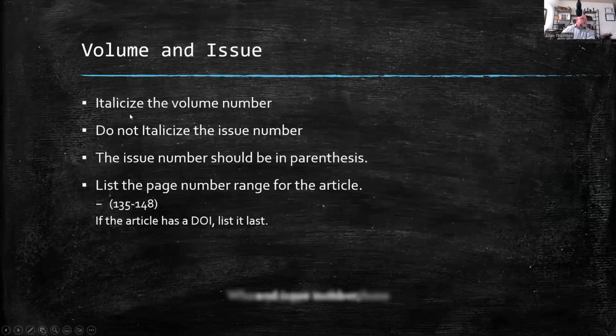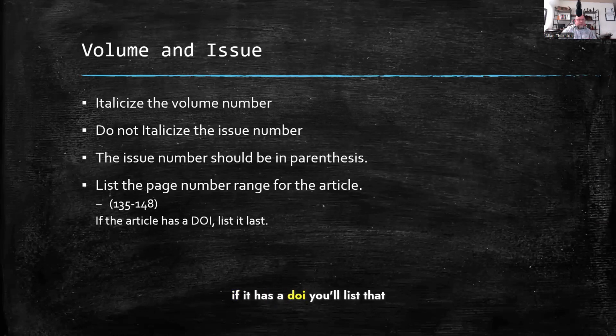When you get to the volume and issue number, you italicize the volume number, but do not italicize the issue number. The issue number should be in parentheses. Then you'll list the page number range from the article. So the article, when it's inside a journal, will be contained on certain pages. You'll find that page range and you'll put that in there.